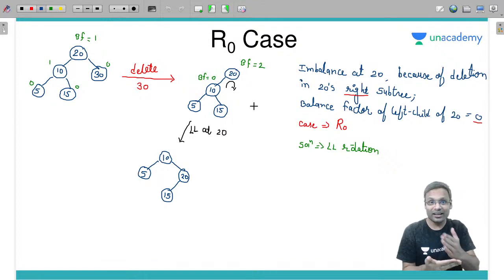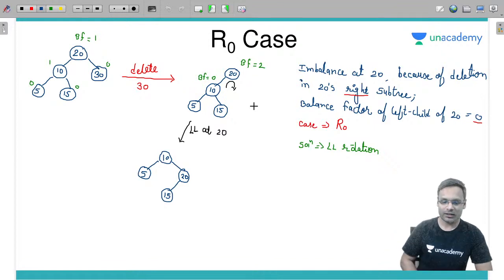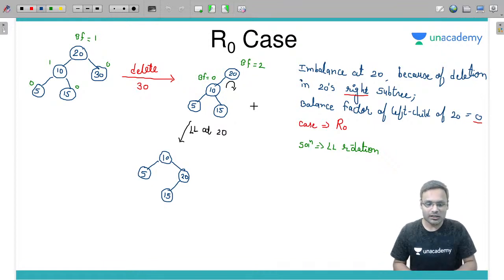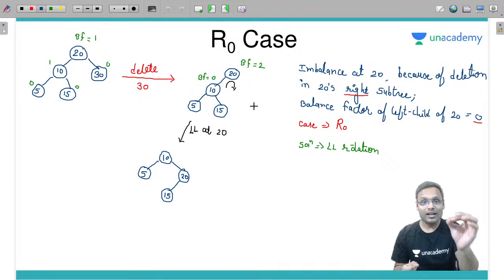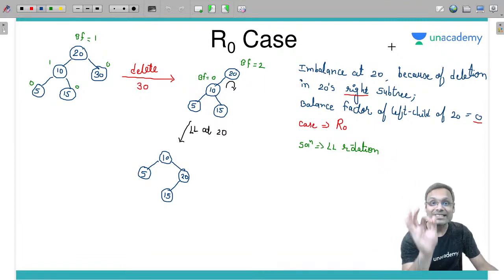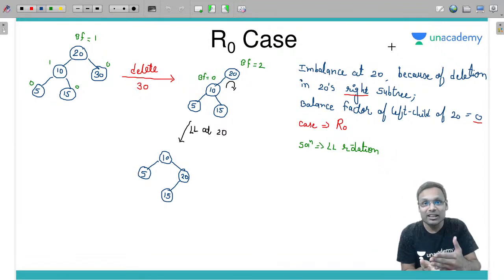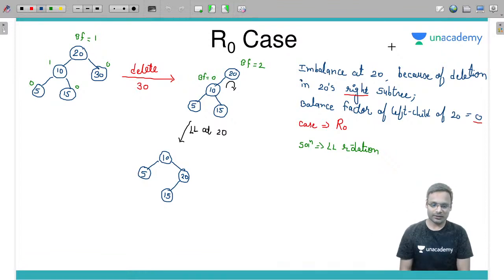You know that LL and RR are single rotations, but LR is a double rotation, right? So why apply double rotation if single rotation works? That is what I told you. I hope you are understanding this point. Yes or no? Yes. So that's why for the R0 case we are applying LL rotation, just because it is a single rotation, and if we get the solution with a single rotation, why should we go for double rotation?